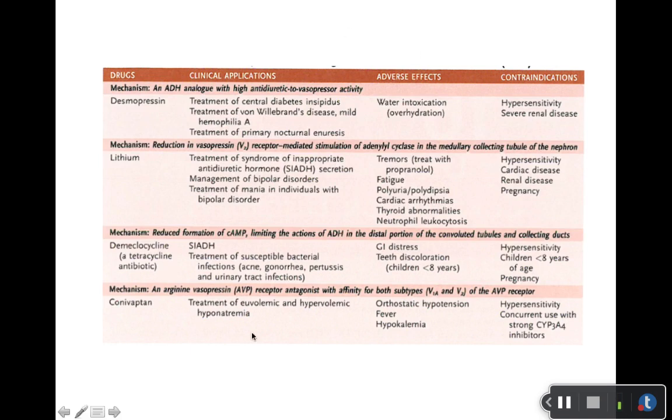I believe this is the last summary slide. As always, please look at these adverse effects and contraindications for these medications. And I think that is it for this presentation.